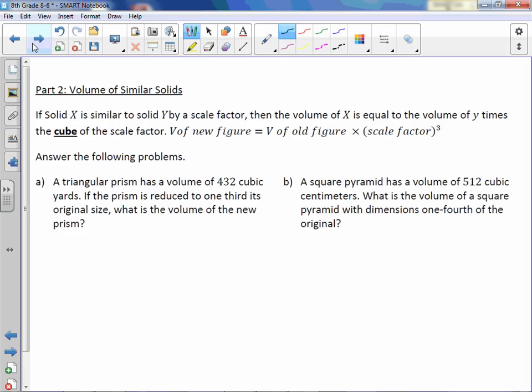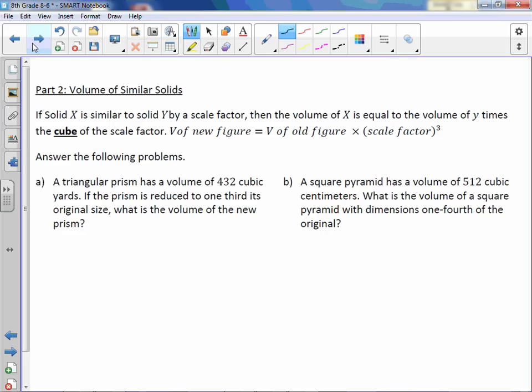Now with volume, if solid X is similar to solid Y by a scale factor, then the volume of X is equal to the volume of Y times the cube of the scale factor. Now, volume is cubic, therefore scale factor cube. Before we were dealing with area, and area is squared, that's why we squared our scale factor. So volume of new equals volume of old times scale factor cubed.